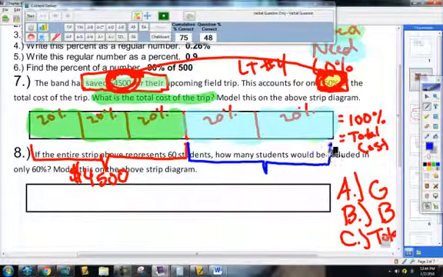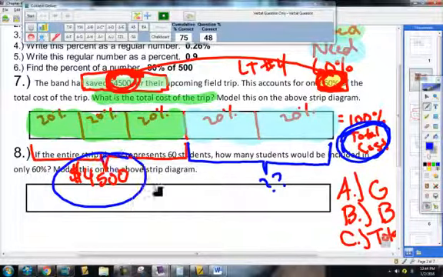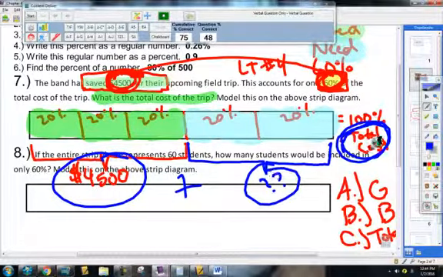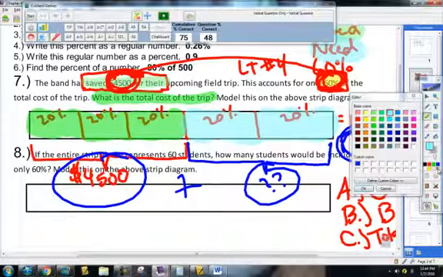We do not know this. This is what we need to know right here. If we can figure this out, then we can figure out this, which is ultimately what we're trying to figure out, right? Yeah. We are trying to figure out the total cost of the trip. So $4,500 plus whatever this is, isn't that going to be the total cost? Yes. Absolutely.